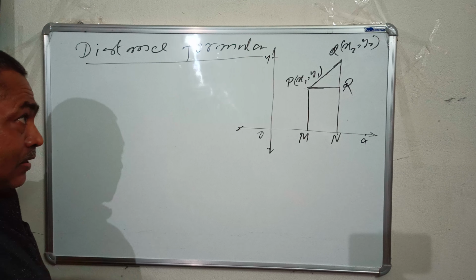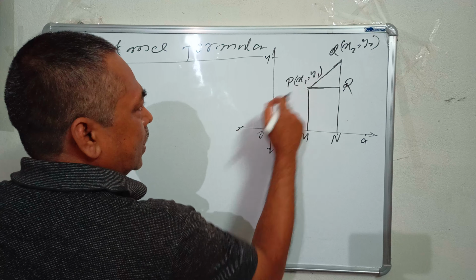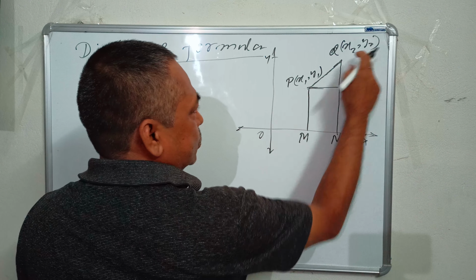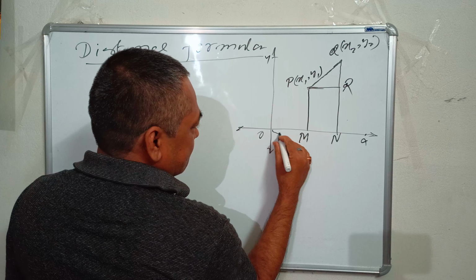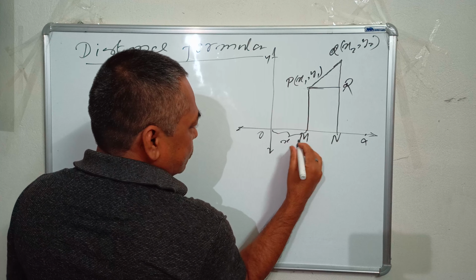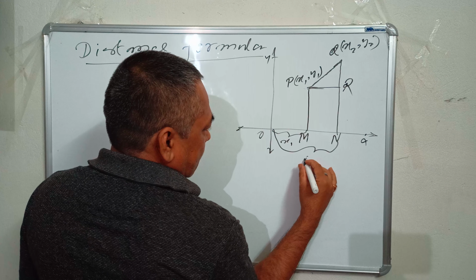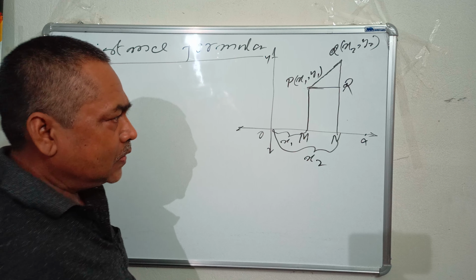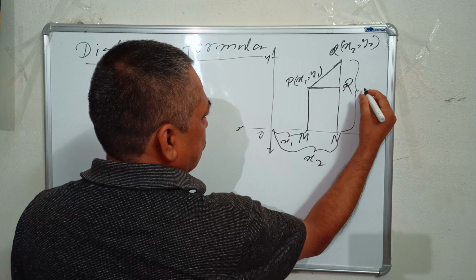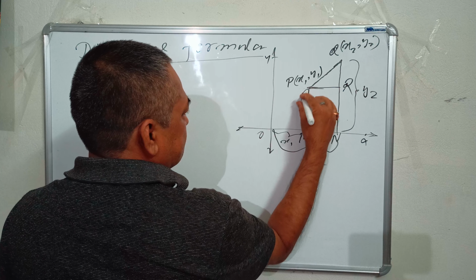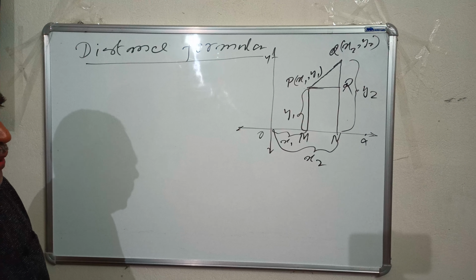Okay, so now you know what is the meaning of x1, y1, and what is the meaning of x2, y2. That means this distance is x1 and this distance is x2. This distance is y2 and this distance is y1. I hope it is clear.